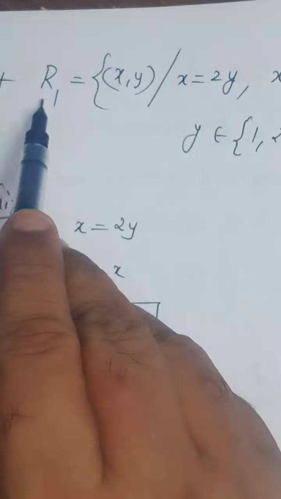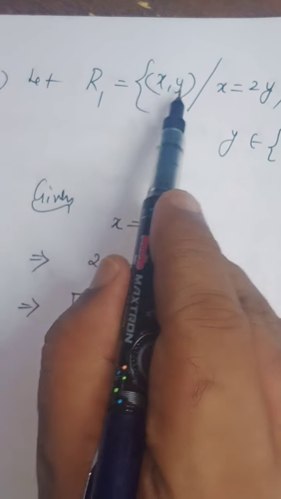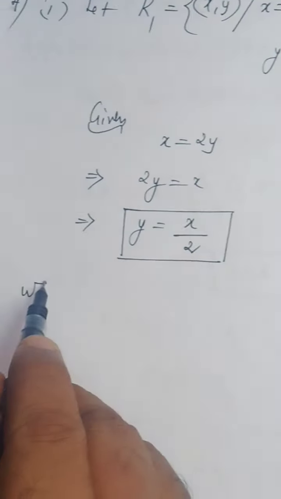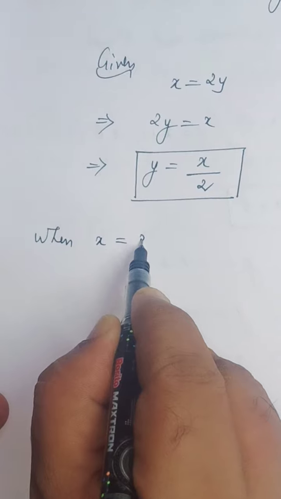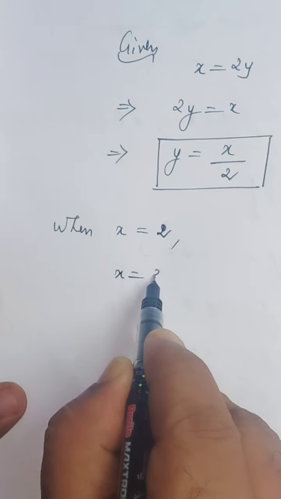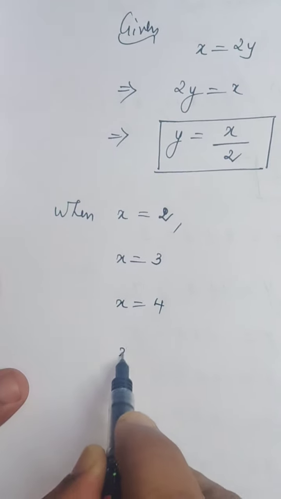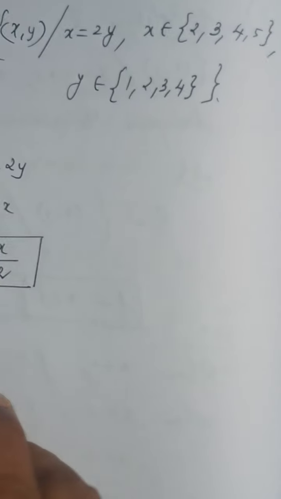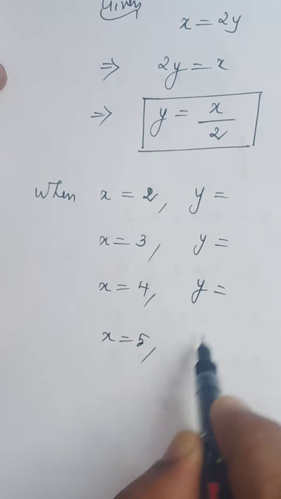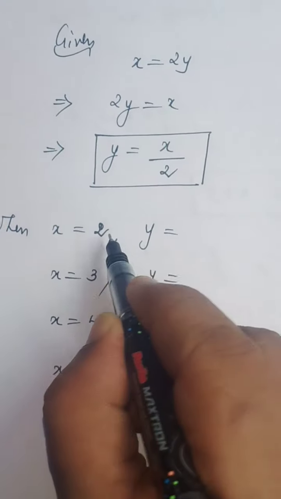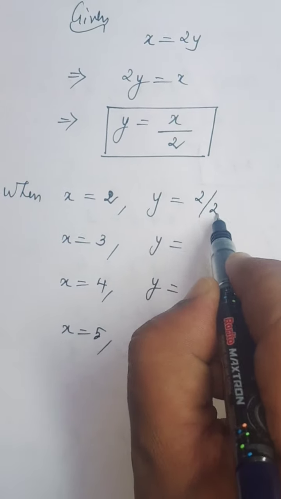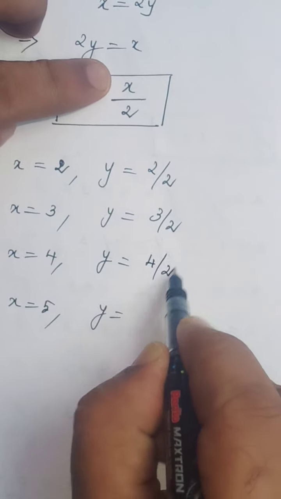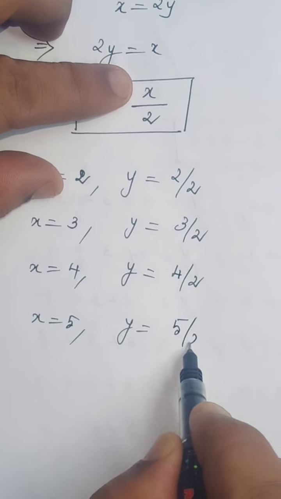because a relation is a set of ordered pairs in terms of x and y, the x values here are 2, 3, 4 and 5. I find out y when x equals 2, 3, 4 and 5. I am going to calculate the values of y. What is y? x by 2. X value 2: 2 divided by 2. X value 3: 3 divided by 2. X value 4: 4 divided by 2. X value 5: 5 divided by 2.